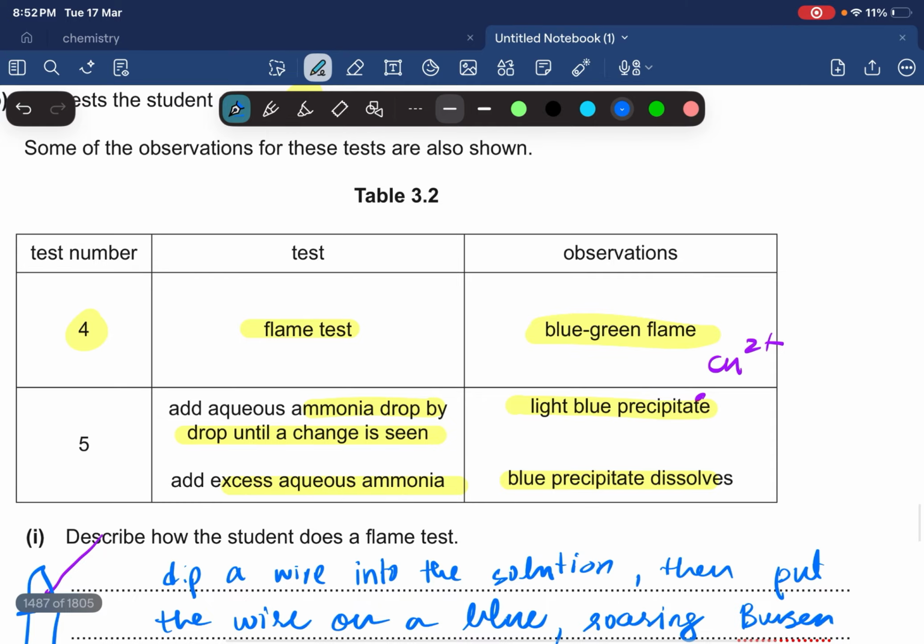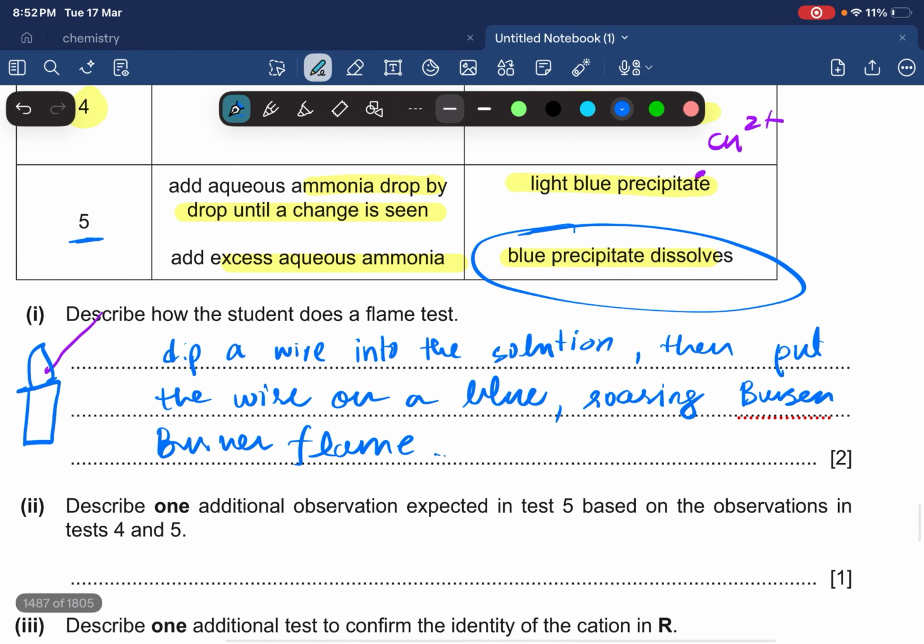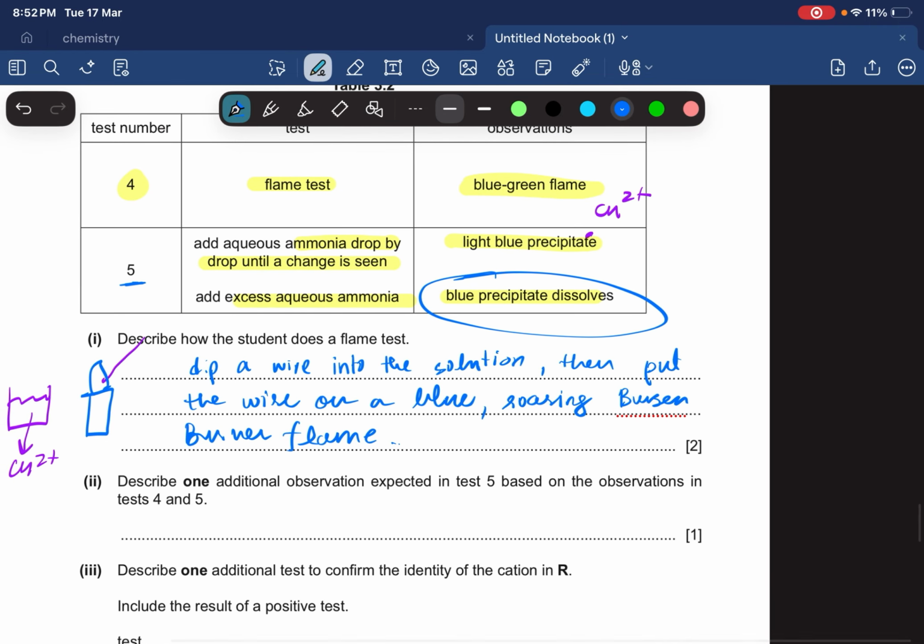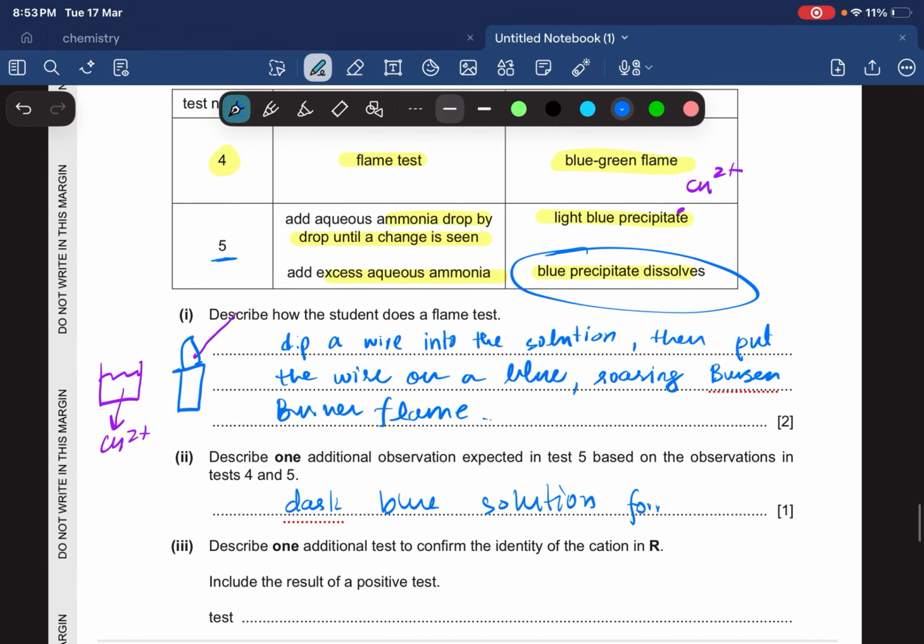Okay, so we have to write one observation. Blue precipitate dissolves to form a darker blue solution, because we know that when copper precipitates dissolve in ammonia, they form a very dark solution. If you do not know this, learn it from the table, and moreover, you are given a table at the end, you can see the table as well. Dark blue solution forms. That's a very important test.